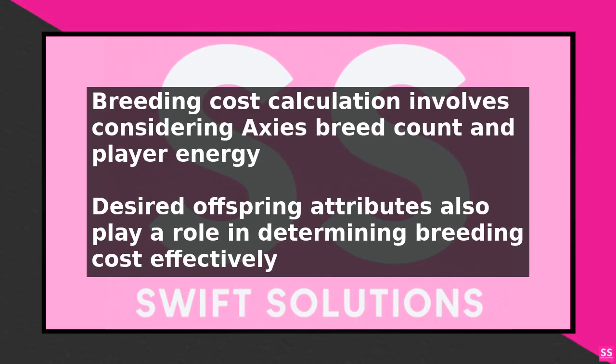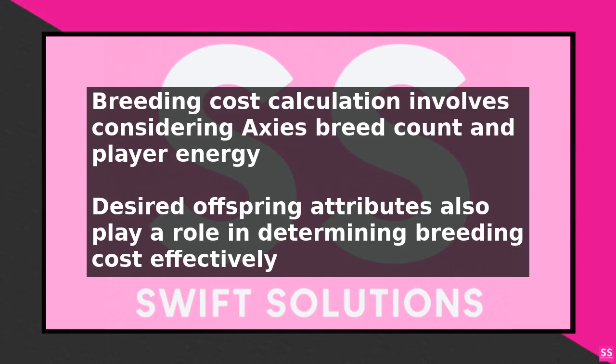Practical example. Let's consider a scenario where a player wants to breed two Axies with a breed count of 3 and 4, respectively. The player has 10 energy points, and the desired offspring attributes are high health and speed. Using the breeding cost formula, the player can calculate the required small love potions and determine the breeding cost.